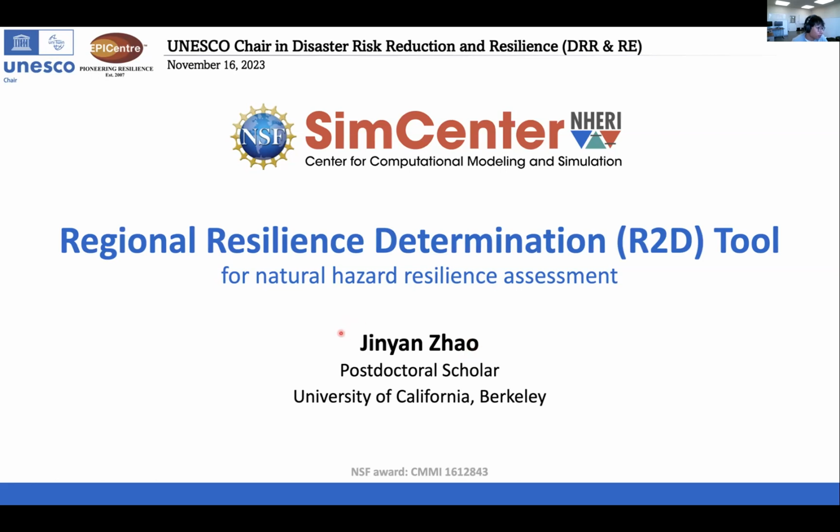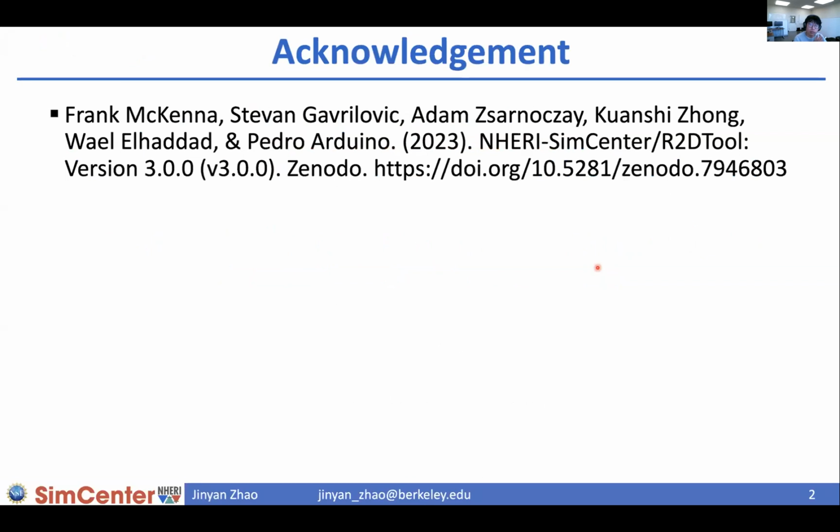So I'm Jinyan Zhao. I'm a postdoc scholar at SimCenter. I joined SimCenter about 5-6 months ago. And at SimCenter, I am one of the main developers of this regional resilience determination tool, R2D. And in this presentation, I will give you an introduction of how to use this tool to do natural hazard resilience assessment. And before I start, I want to acknowledge these researchers.